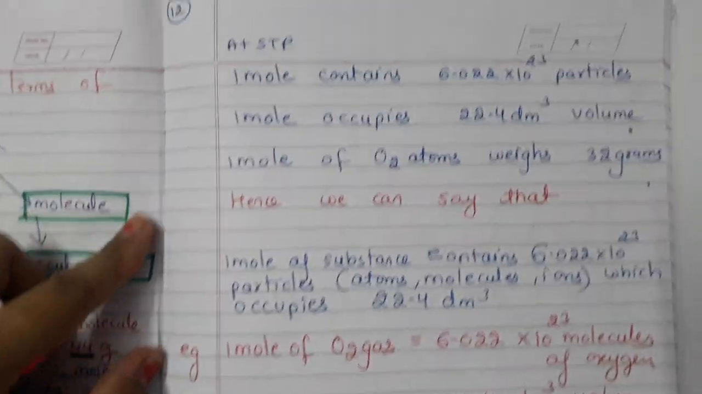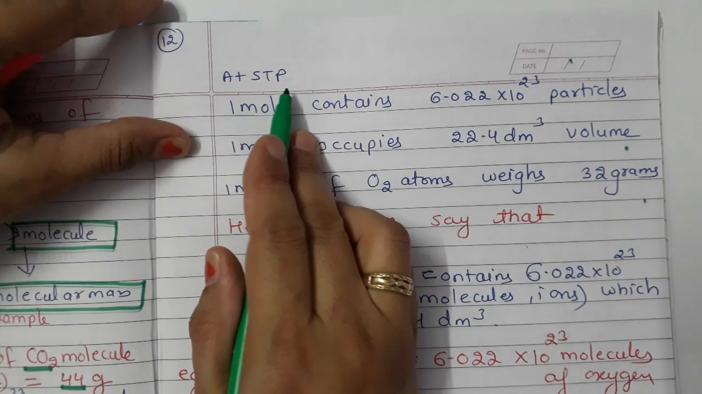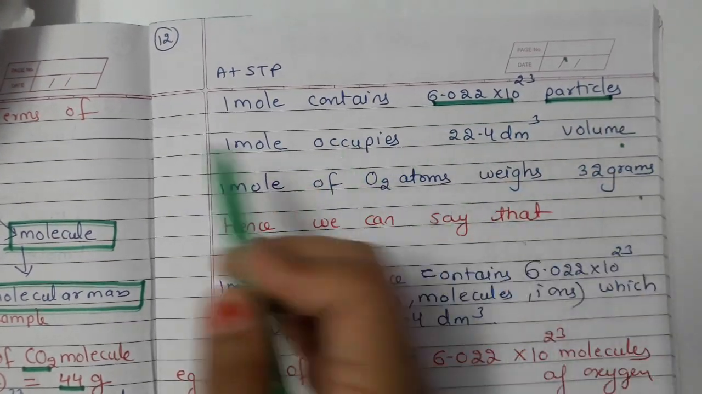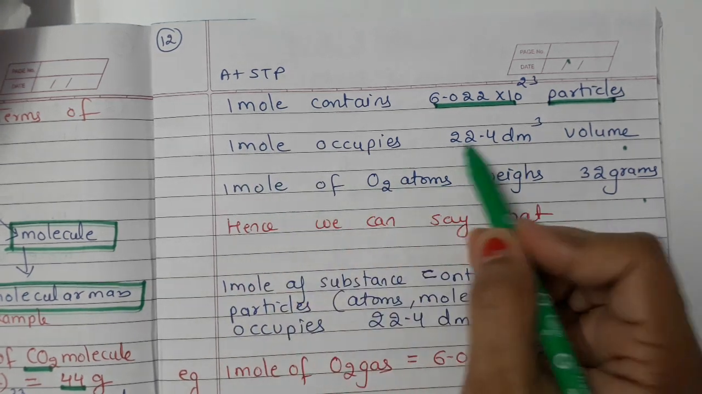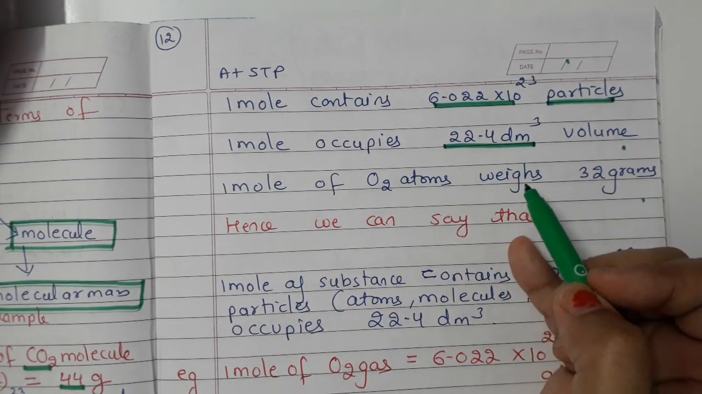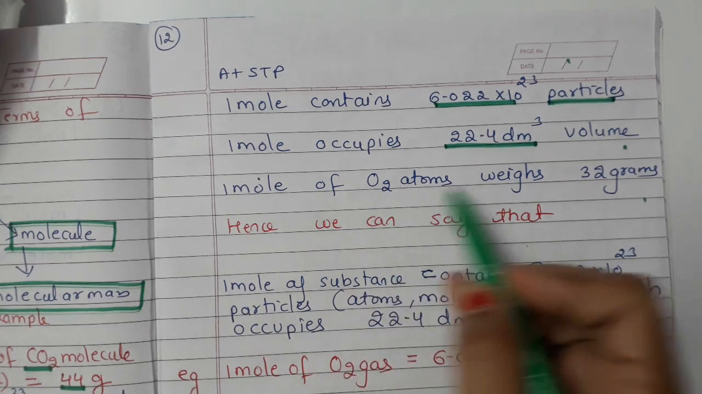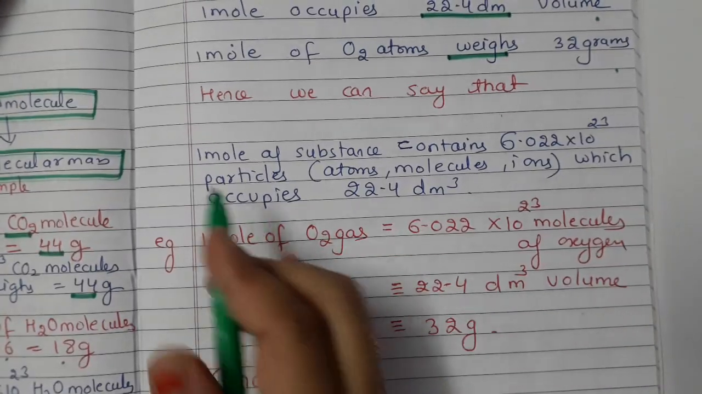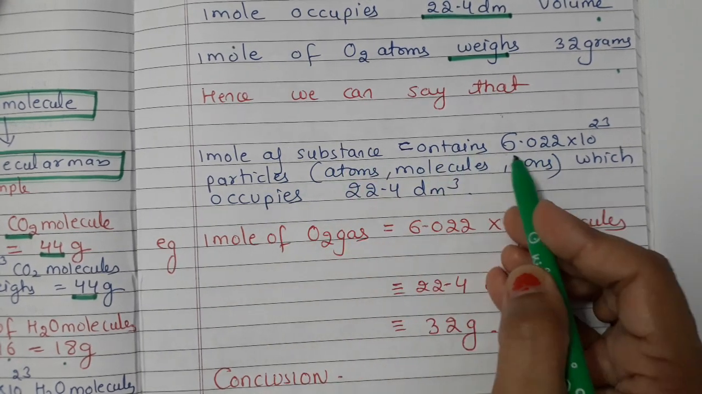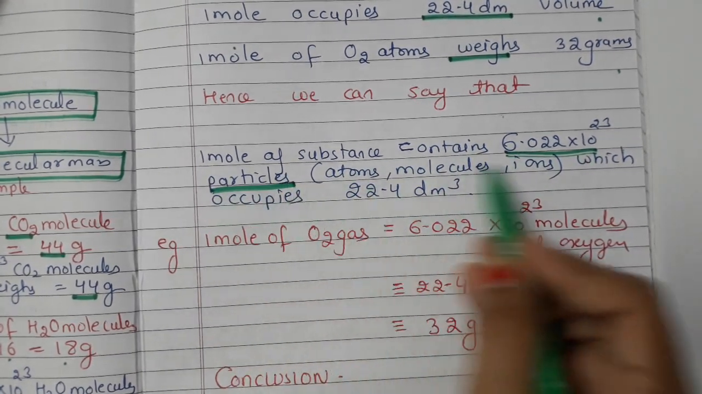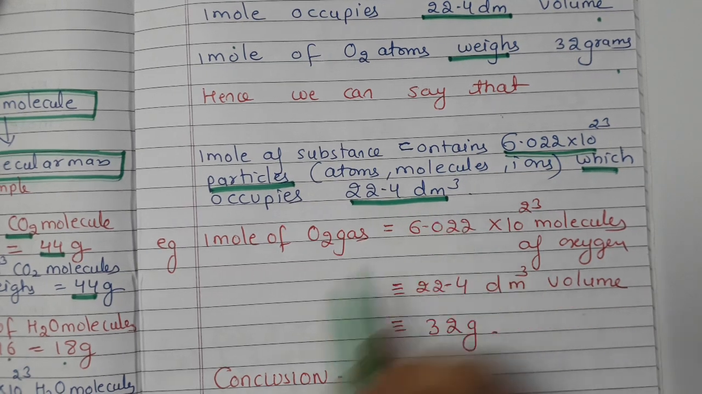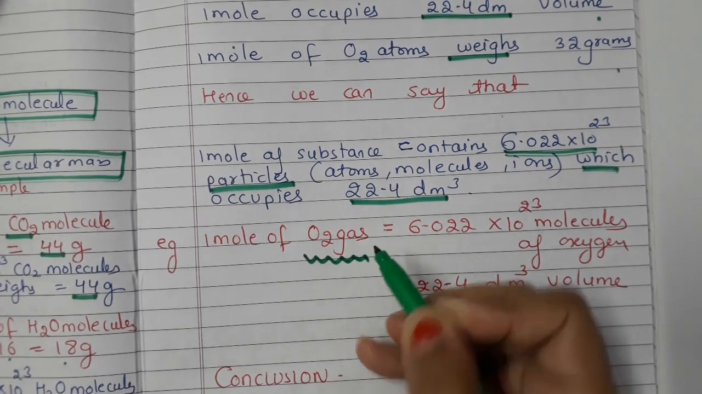Now, at STP, 1 mole contains these many particles. At STP, 1 mole occupies this much volume. At STP, 1 mole weighs this much. So can I not say that 1 mole of substance contains these many particles, and these many particles occupy 22.4 decimeter cube? Now let us take the example of oxygen, students.